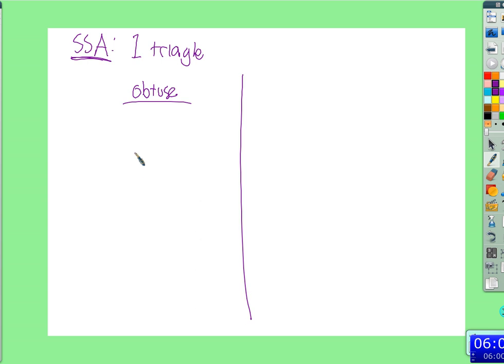So, for obtuse, if this is bigger than 90, and this side is the longest of the sides that they tell you, then you're only going to have one triangle.